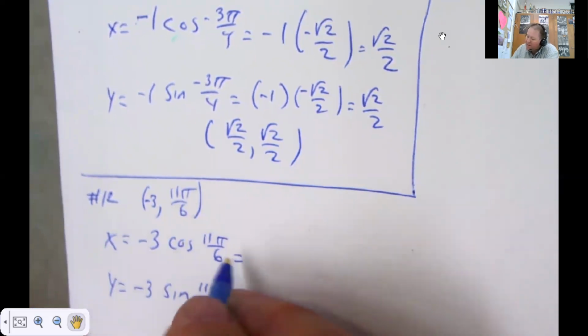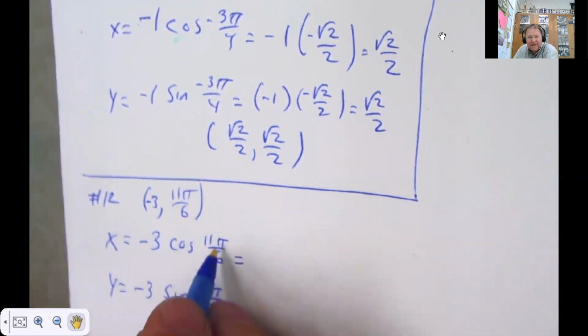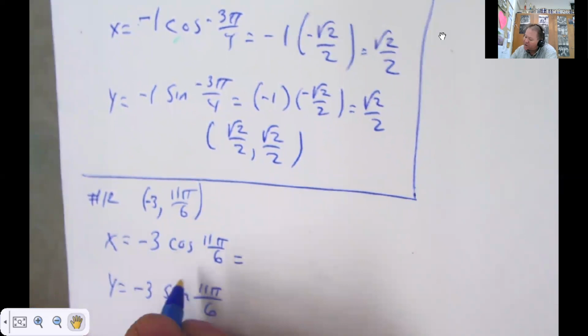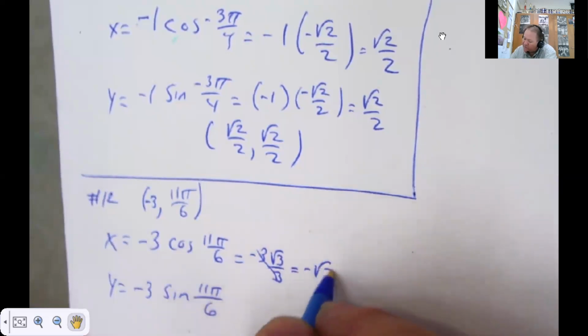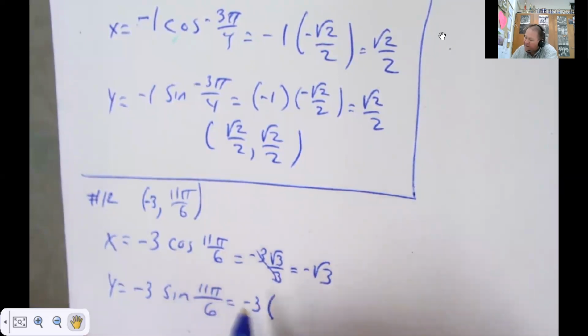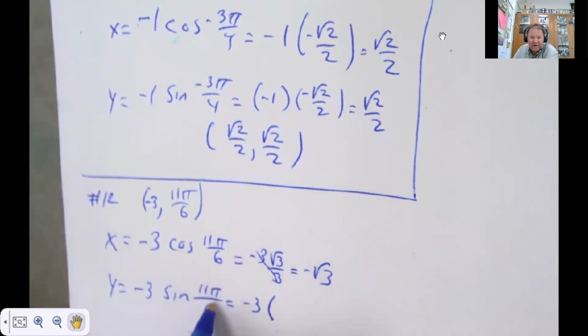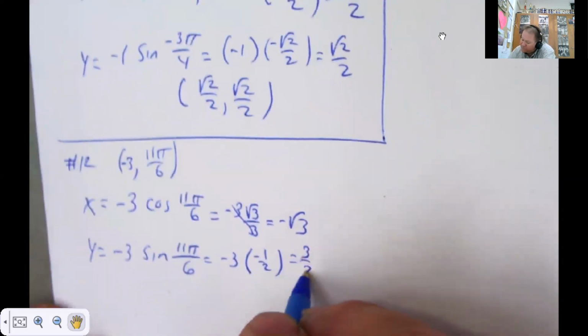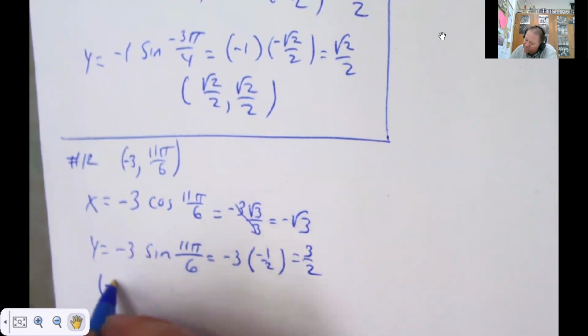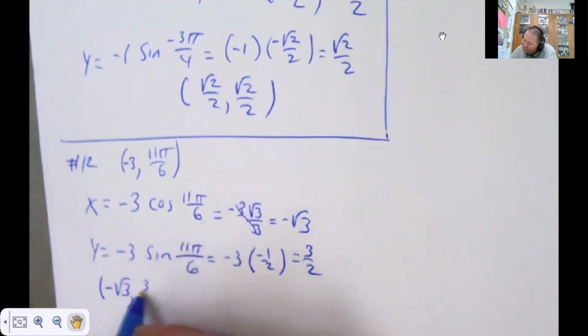All right, here we go. The cosine of 11 pi over 6 is, I was going to say negative, it's positive √3 over 3. So it's going to be -3 times √3 over 3, and then those 3's cancel. So it's -√3. And then this one's going to be equal to -3 times the sine of 11 pi over 6, which is -1/2. The negatives cancel, so it's going to be 3 over 2. And this is going to be -√3, comma, positive √3 over 2.